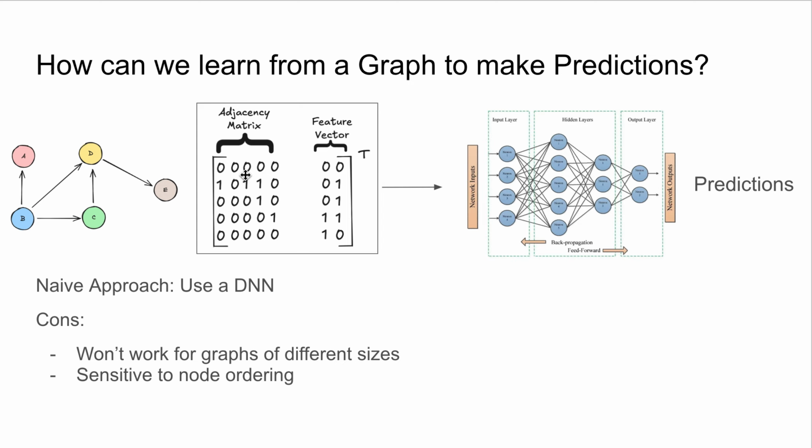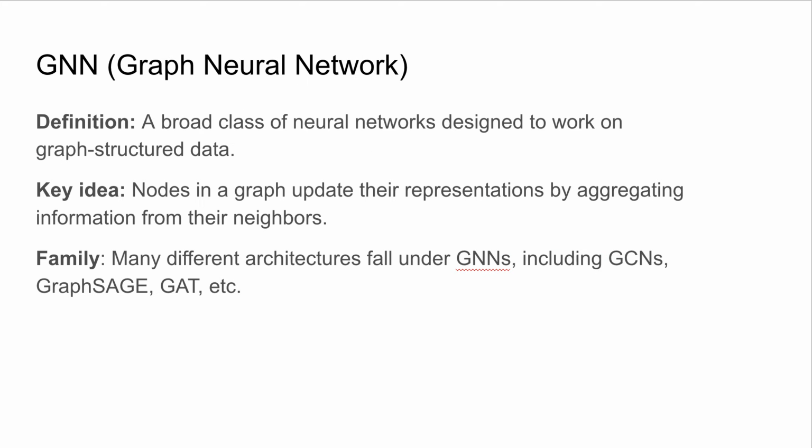Second, the DNN is sensitive to node ordering in the adjacency matrix. So say I switch this first and last column in this matrix. Although this doesn't change the meaning of the matrix, it'll look like a different input to the DNN, leading to different predictions. So for these reasons, we need a better way to use deep learning on graphs, thereby motivating GNNs.